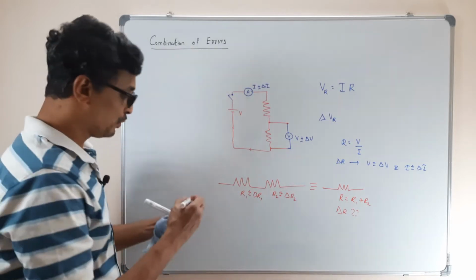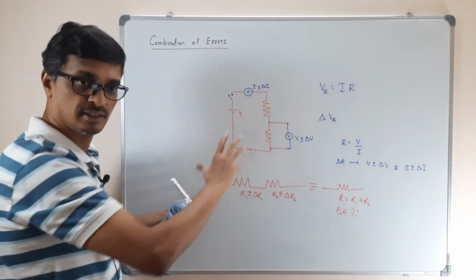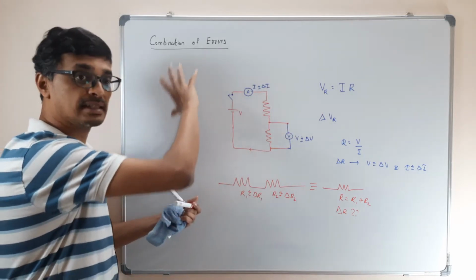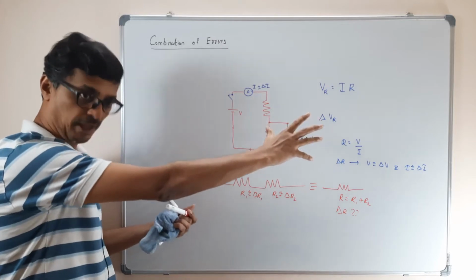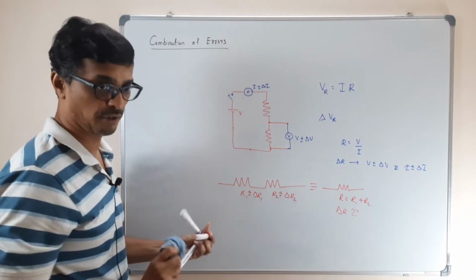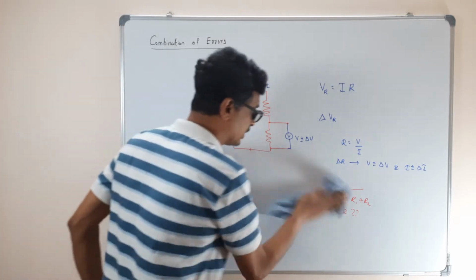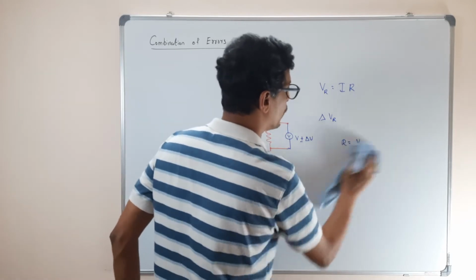So what am I saying is, when we have errors in combinations, what will be the resultant value you are going to obtain? What will be its error? That is what we call a combination of errors. This is an example of how the combination of errors will come. So let us see one by one.